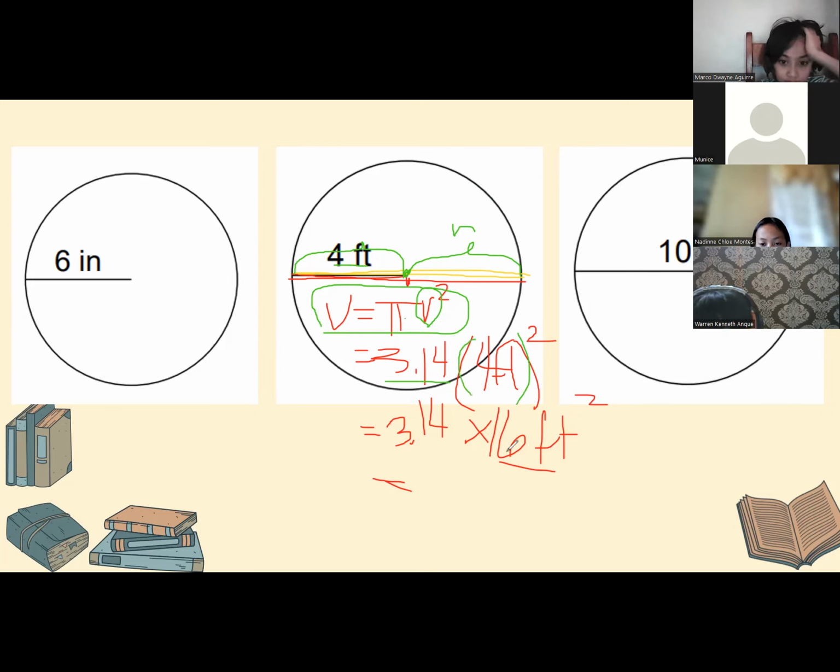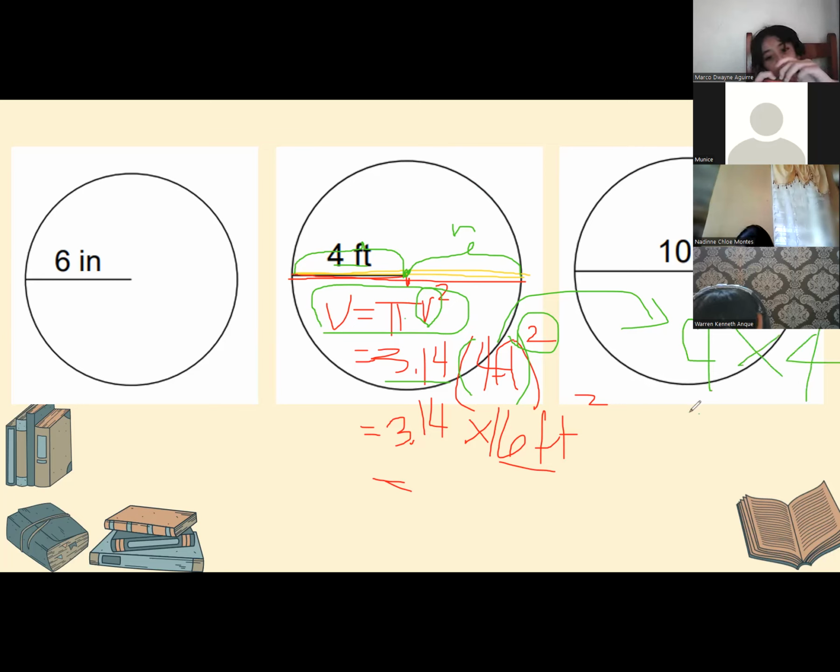Now, how did you get the 16? When you say squared, you need to multiply the number by itself. So for here, we have 4 feet squared. 4 times 4. That's why we have 16. Okay? Sure? Okay. So, we're good.